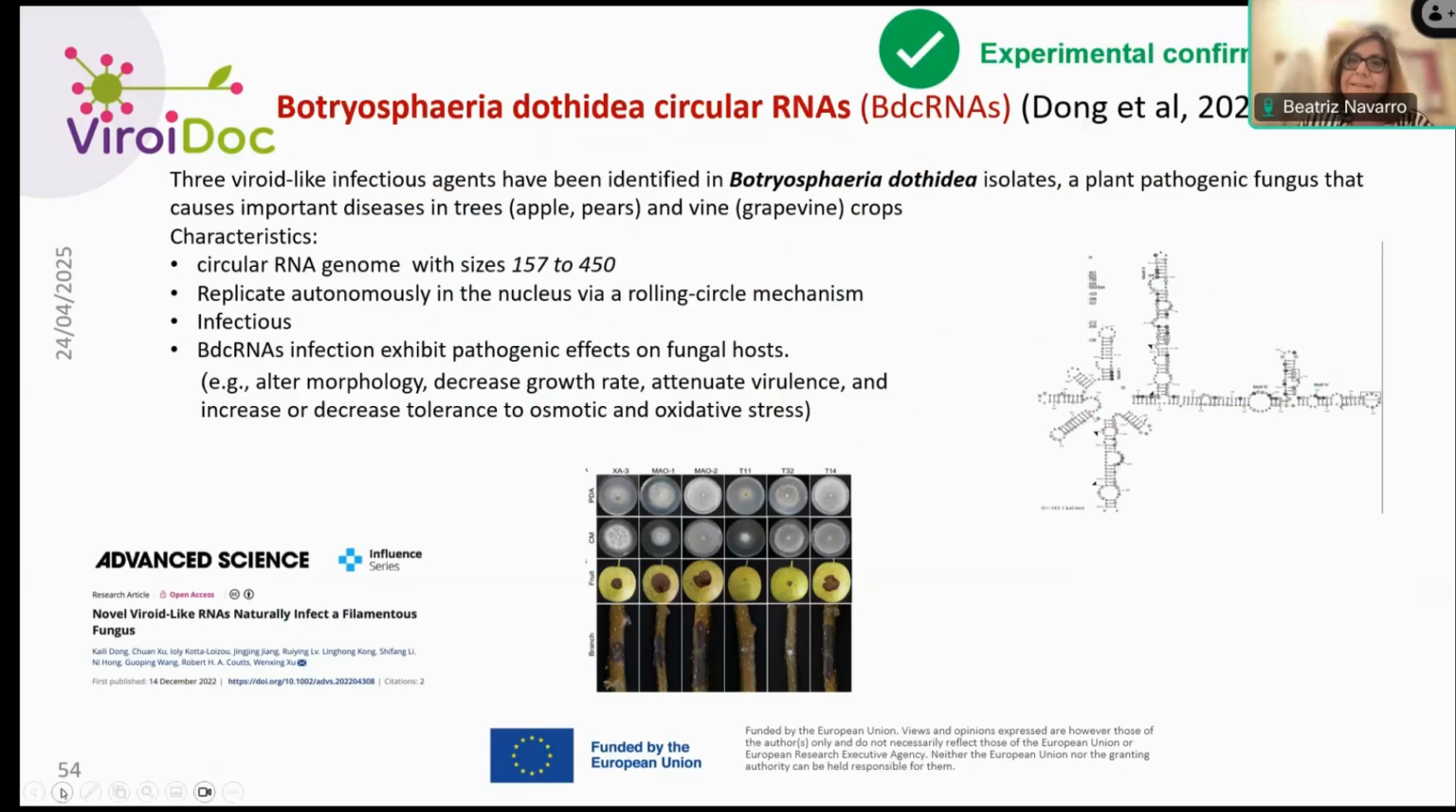They transfect this RNA, and they obtain in the progeny, for, I think, until 6 or 7 progenies, they can detect these circular RNAs. And also in this case, the infection with Botryosphaeria dothidea circular RNAs induces pathogenic effects in the host, decreasing the growth rate, attenuating also the virulence, and decreasing the tolerance to osmotic and oxidative stress.